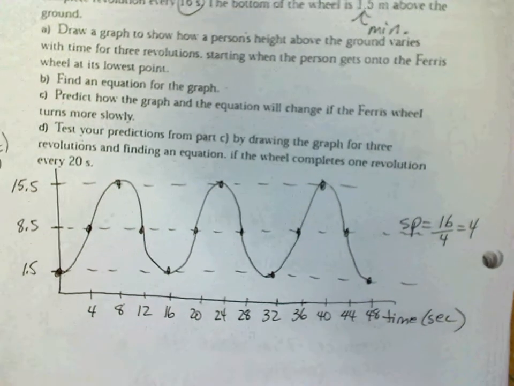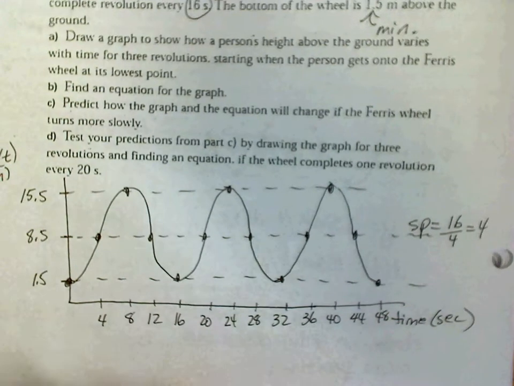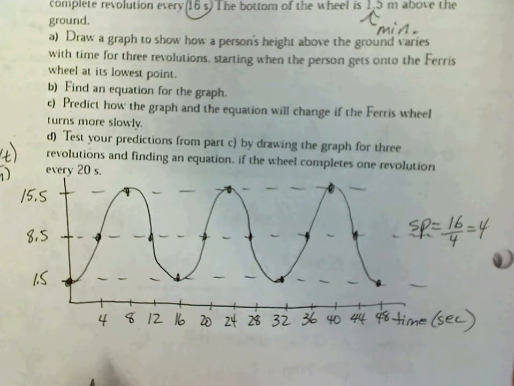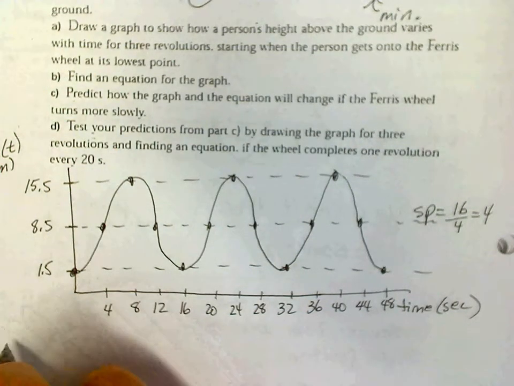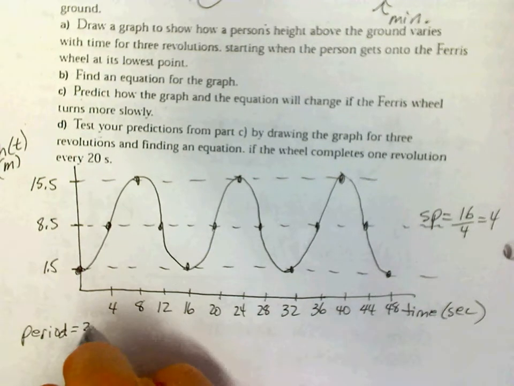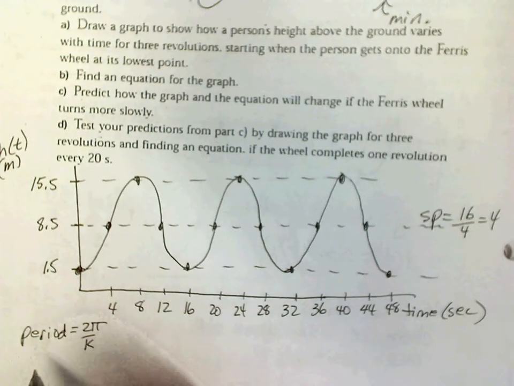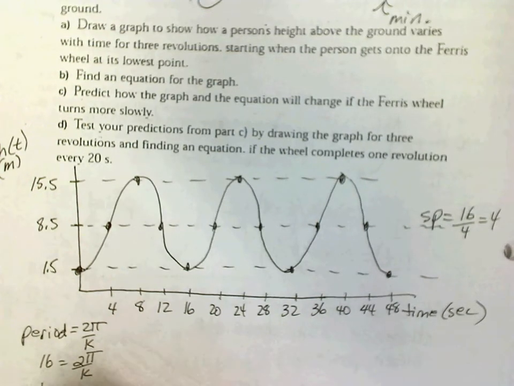Find an equation for the graph. Well, we could do a sine function, we could do cosine. Let's do a couple of equations. You know the period, I'm just calculating k. Period equals 2 pi over k. So our period is 16 equals 2 pi over k. 16k equals 2 pi. k equals 2 pi by 16, and that's pi by 8.